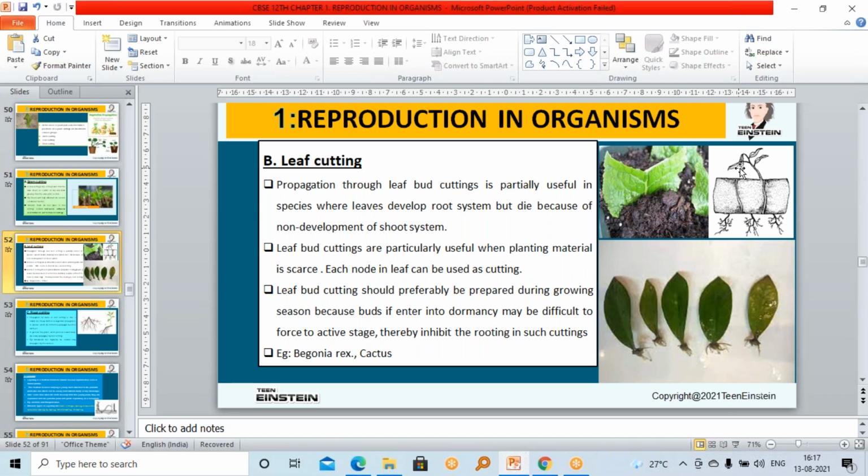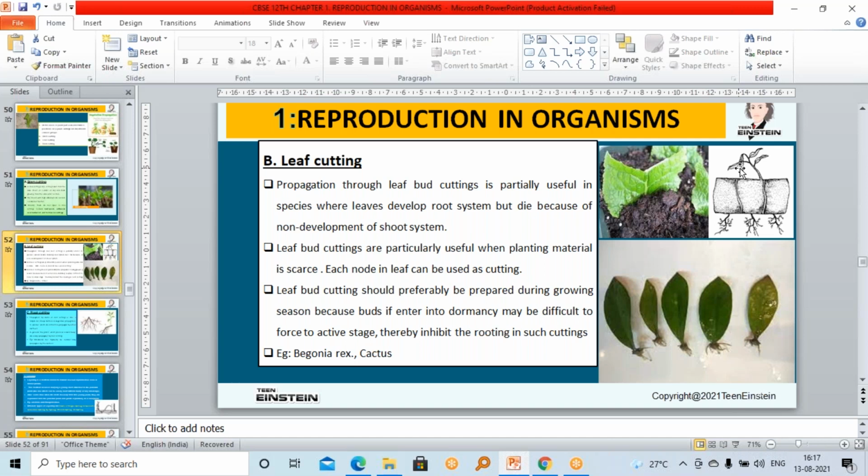So when we are using this method, it's useful mainly when planting material, like shoot or some other parts which we are using, is less. Only in such cases we are using leaf cuttings. Where there is a shortage of planting material, we can propagate from leaf cuttings, and this is helpful in such conditions.